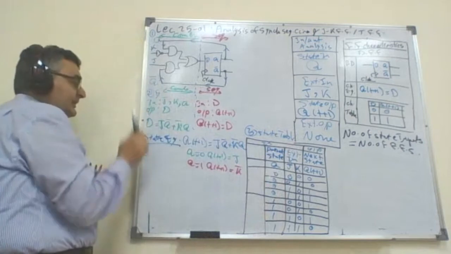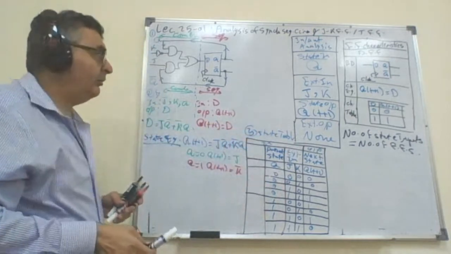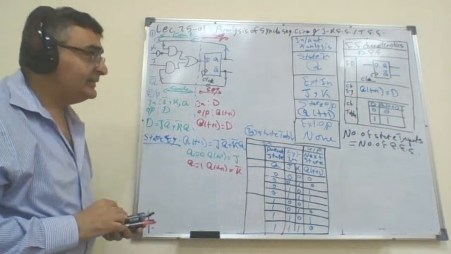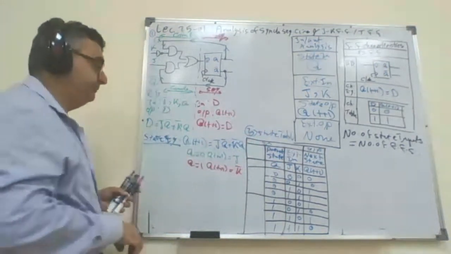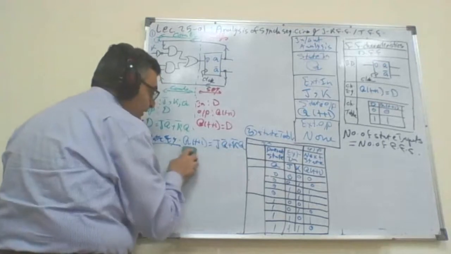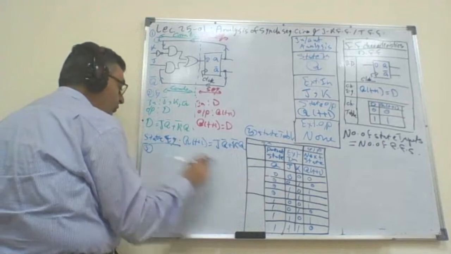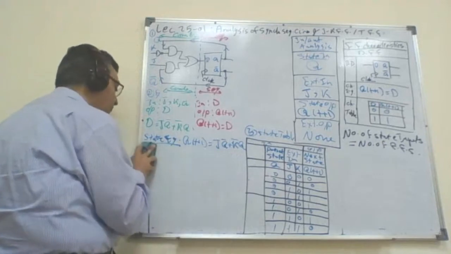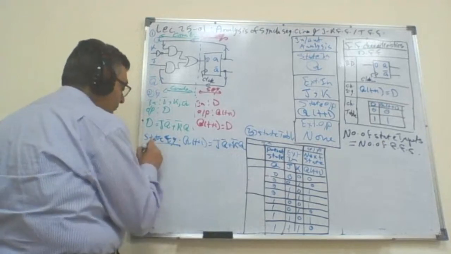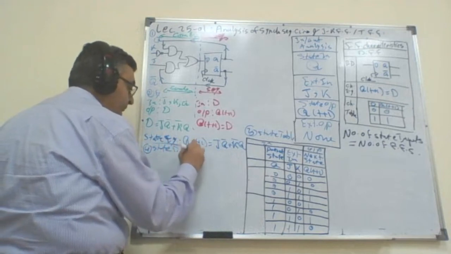So we got the state equation, we got the state table, and what's left for us is the state diagram. Okay, state diagram. Can I draw the state diagram? The answer is yes. So component number 4 is the state diagram.